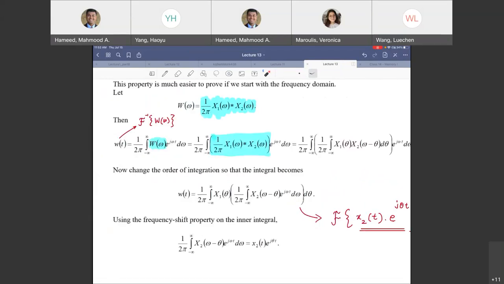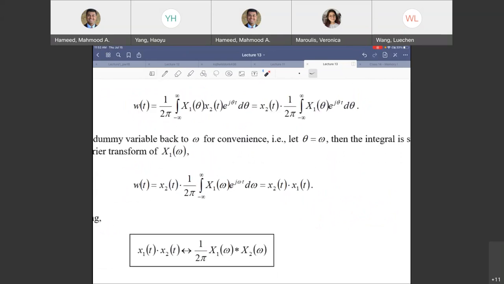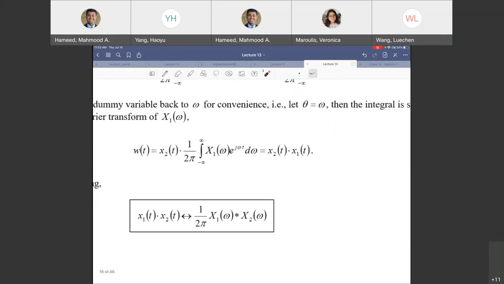Put it back in there. If you plug it in, we get x2 e to the j theta t. If you substitute it back and continue simplification, because you did that change of order of integration, now you are left with integration with respect to theta next. It will simplify out in such a way that it will be in this nice form, which is simply x1 of t. So the signal in time domain for w of t, which is the inverse Fourier transform of cap W of omega, is simply the product of x1 and x2. So if you are multiplying two signals in the time domain, you're convolving them in the frequency, but you have an additional 1 over 2 pi factor. So that's the property over here.